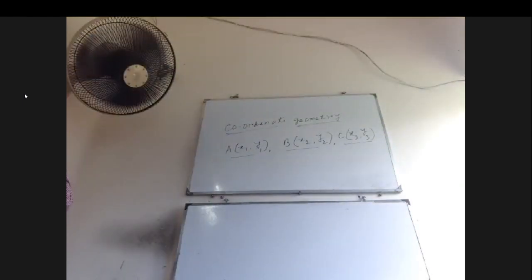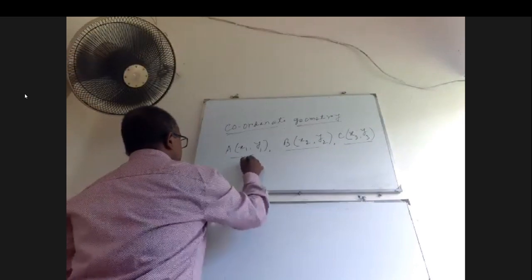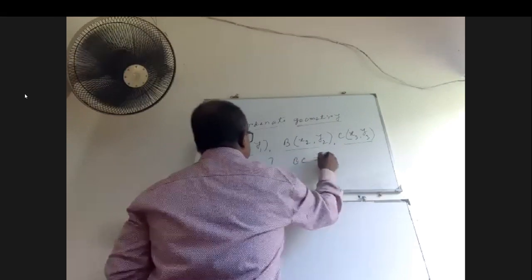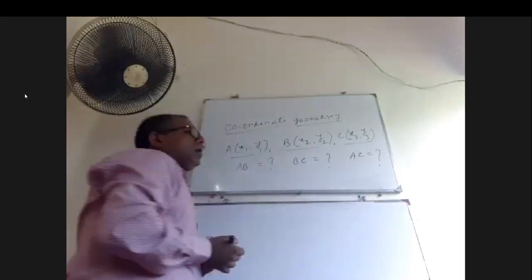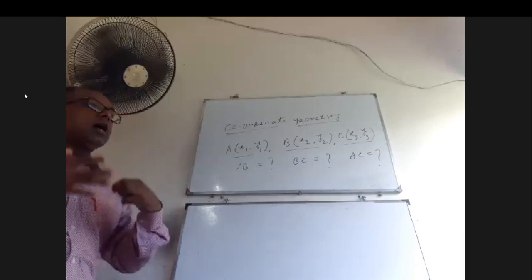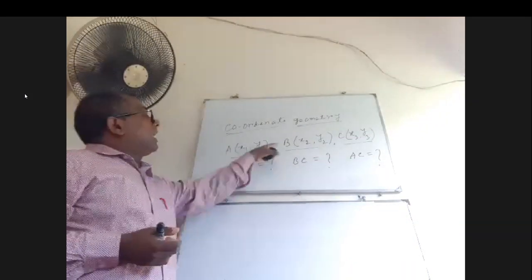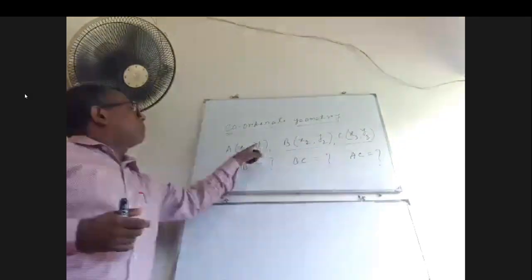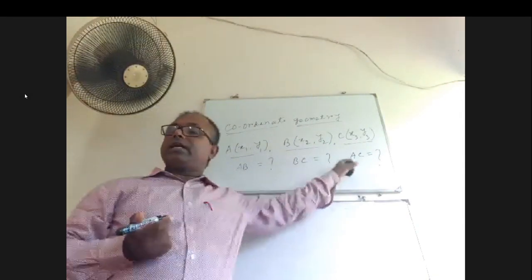Number 1, equilateral triangle. Firstly we have to find AB equal to what? BC equal to what? AC equal to what? How can we determine AB? We can find the length of AB by the formula square root of (x1 minus x2) whole square plus (y1 minus y2) whole square. And in the same way, we can find BC and AC.